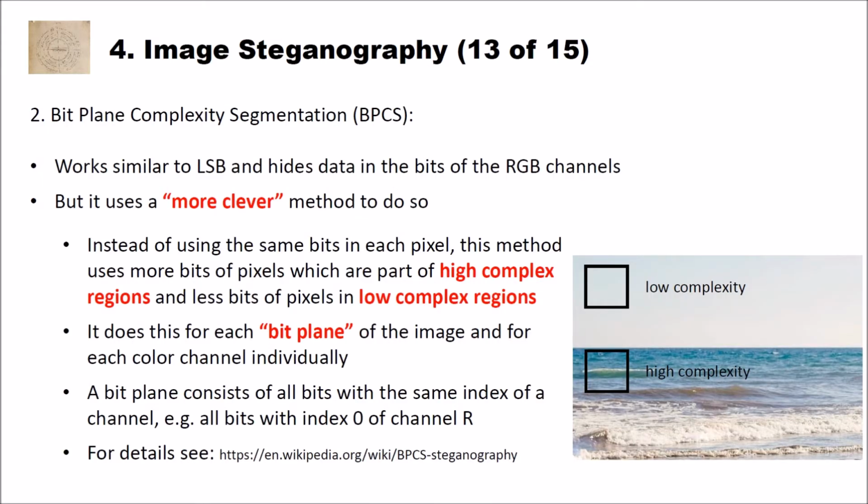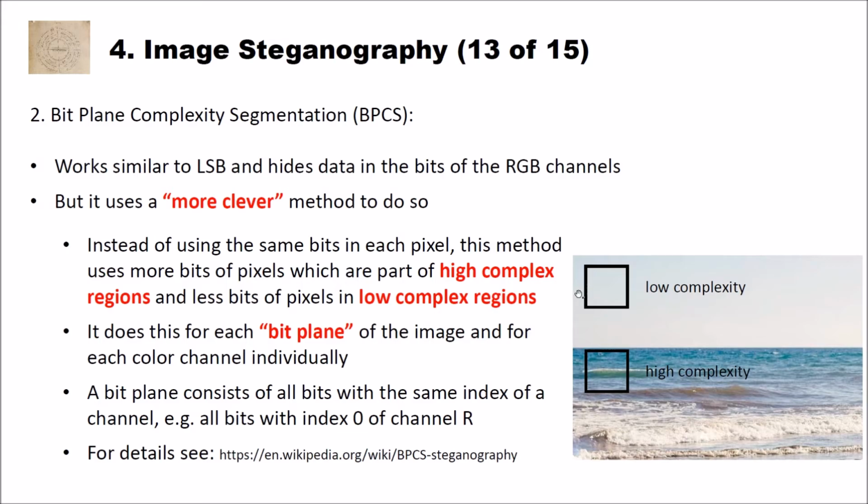Now let's have a look at the Bit Plane Complexity Segmentation, or BPCS method. And the BPCS method works similar to the LSB method, and it hides data in the bits of the RGB channels. But it uses a, you can say, more clever method to do so. Because instead of using the same bits in each pixel, for instance using all the least significant bits or the 2 least significant bits and so on, this method uses more bits of pixels which are part of high complex regions of your image and less bits of pixels in low complex regions.